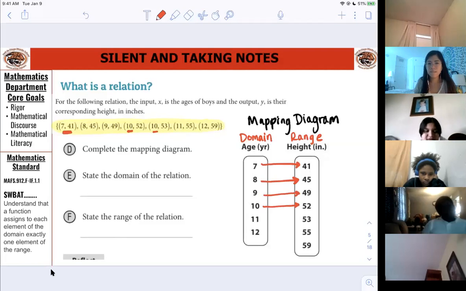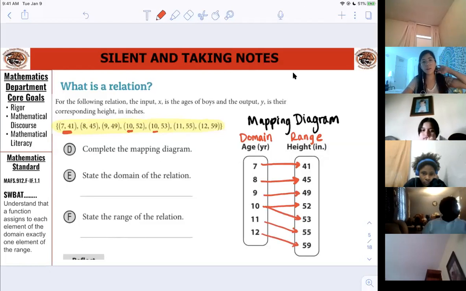Another 10 goes to 53. It also goes to 53, exactly. So I'm gonna make a double arrow. It's gonna branch out to both of those numbers. And then the 11 goes to the 55 and the 12 goes to the 59. So that's it, that's my mapping diagram.